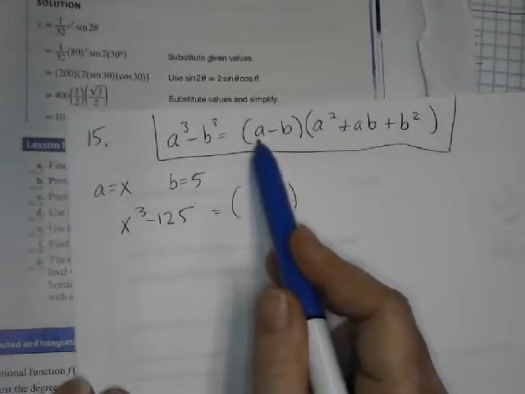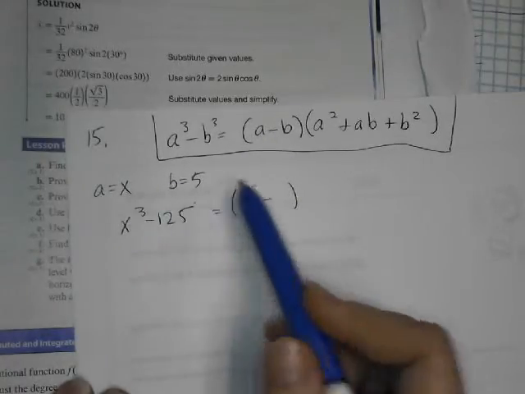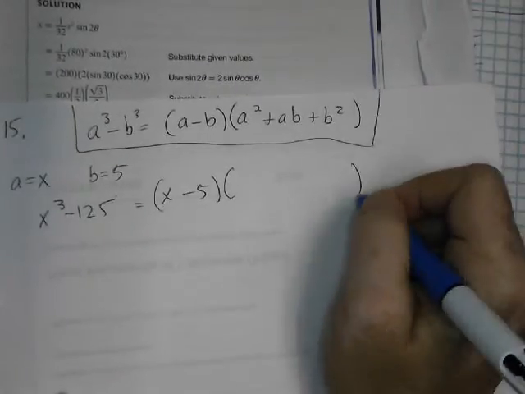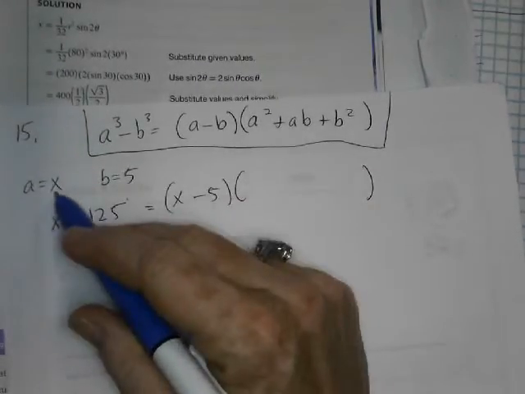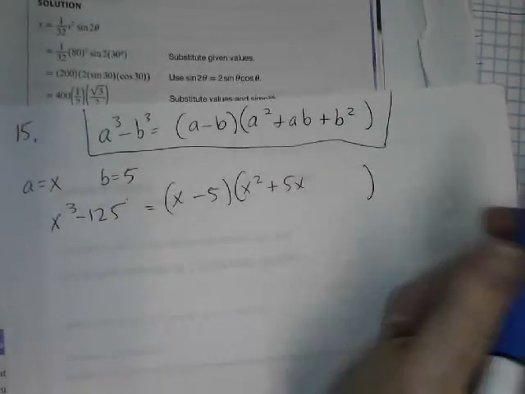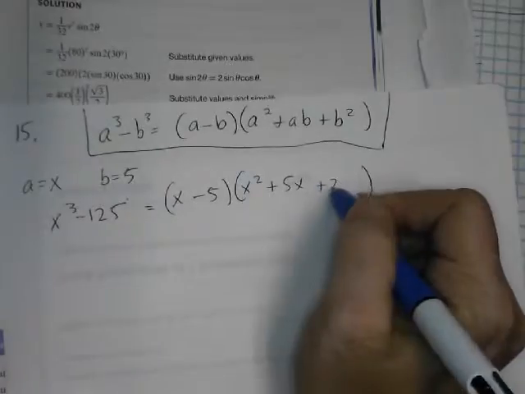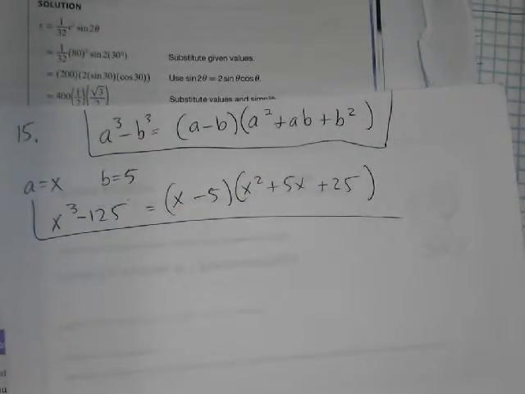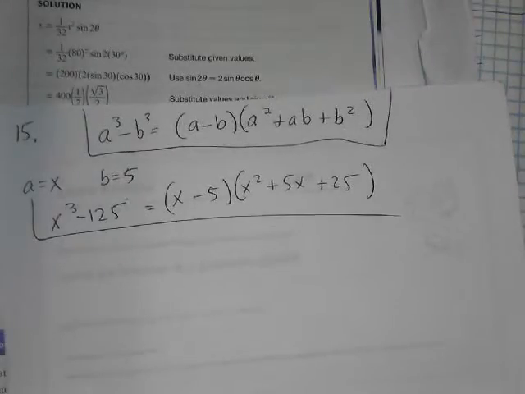Like this one says a minus b, so I'm going to go x minus 5. And then this one says a squared, well that's a is x, so x squared, 5x. 5 squared is 25. I think that's it. Is that all I have to do, or I have to solve it? Okay, I'm almost done. I started boxing it in, but I'm not all the way done.